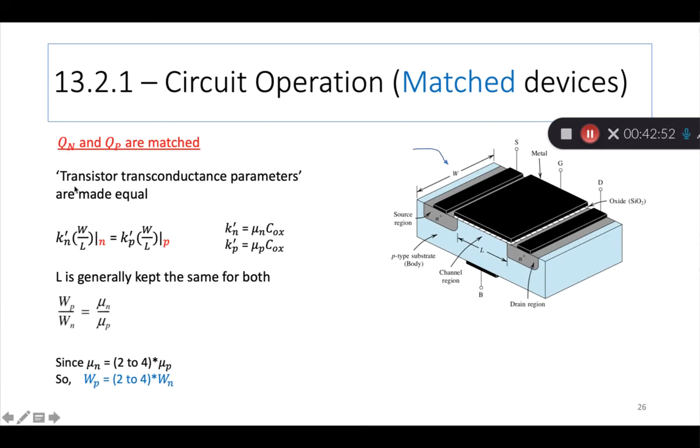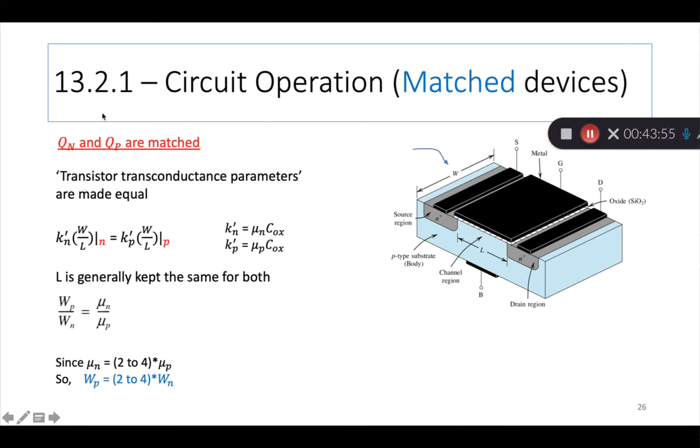QN and QP are matched when their transistor transconductance parameters are made equal. That means this whole thing is called Kn, and this whole thing is called Kp. So Kn prime times W by L of N equals Kp prime times W by L of P, and these are related like this, Kn prime, Kp prime. And we know the mobility mu n is much higher, about 2 to 4 times the mobility of P. That means mu n is 4 times mu p. And you need this to be satisfied. L is generally kept the same, right? If you look at this drawing, L is the same for both devices. But W, this width, is what is allowed to change.